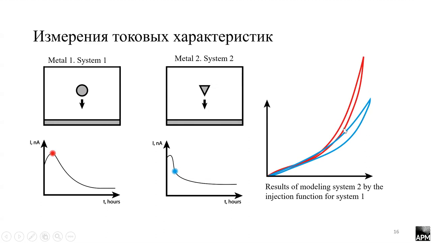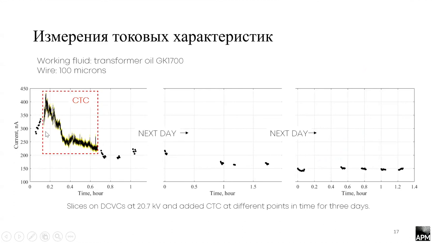So the result, what is important, we need to obtain results where the current is stable. So in this area, where we can be sure that our systems are in the same state. So here is the result of experimental current voltage characteristics in different time.